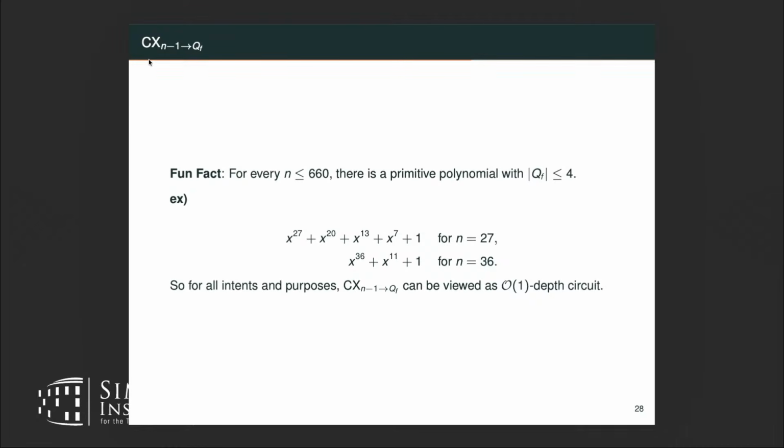And this CNOT operation from a single qubit to multiple targets may seem like a problem, but the thing is, there are some hobbyists out there who constructed these primitive polynomials up to pretty large values of n, all the way to n equals 660. And apparently for every such n, there's a primitive polynomial with the number of non-zero coefficients at most 4. So for the purpose of applying a rotation with precision lower than 660 bits, this part will just use 4 CNOT gates. That said, for larger precision, we don't know. Maybe you might get unlucky, and this may not happen.